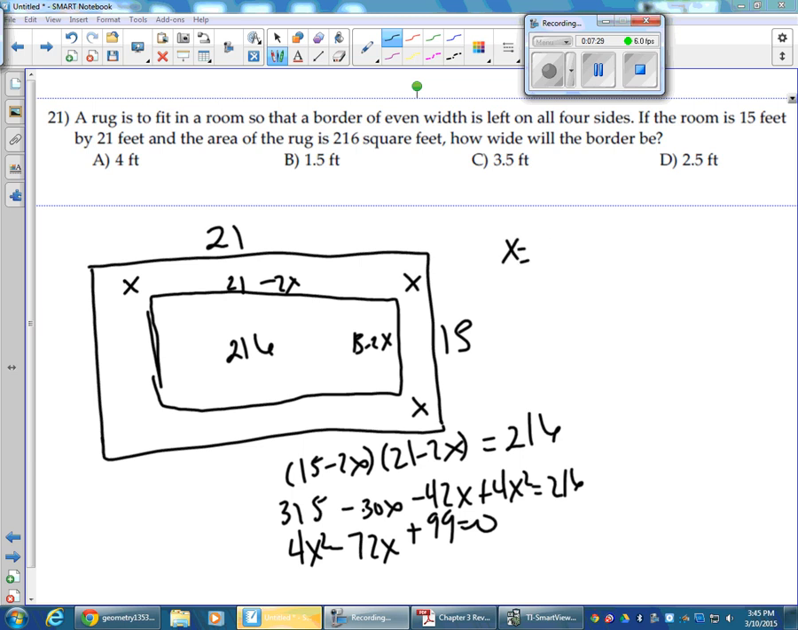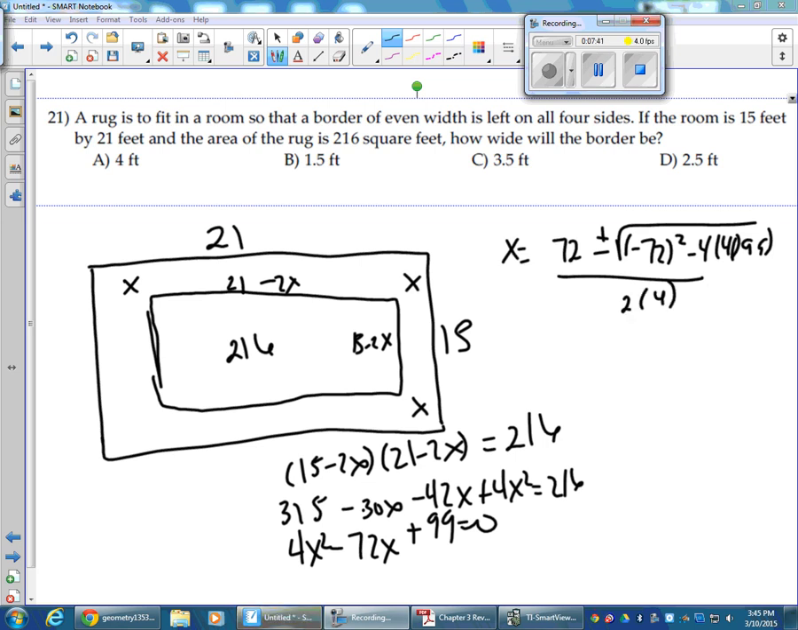x is equal to negative b plus or minus the square root of b squared minus 4ac all over 2a. So that's going to be 72. I'm going to do it on the calculator right here, which you can't see. Minus 4 times 4 times 99, divided by 8, and I get 16.5 for an answer. But x can't be 16.5. Remember how you're going to have a plus and a minus?